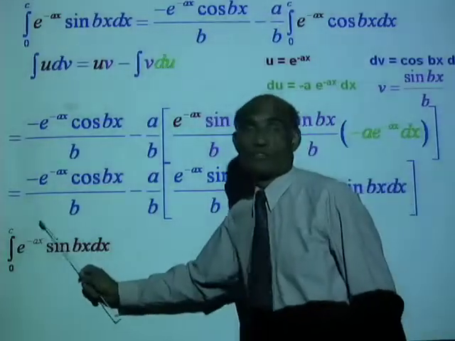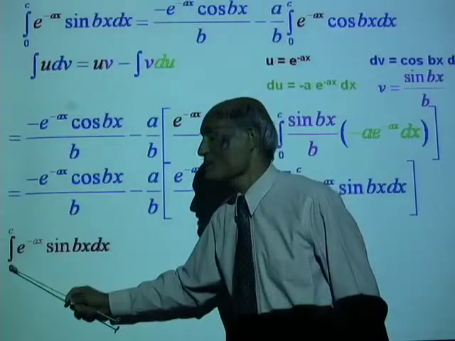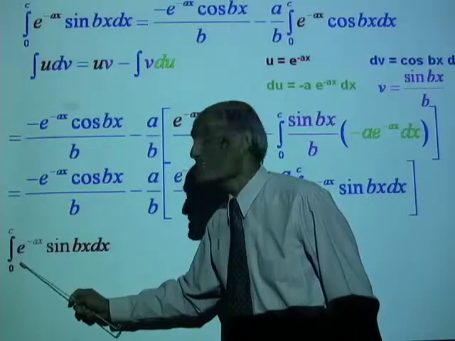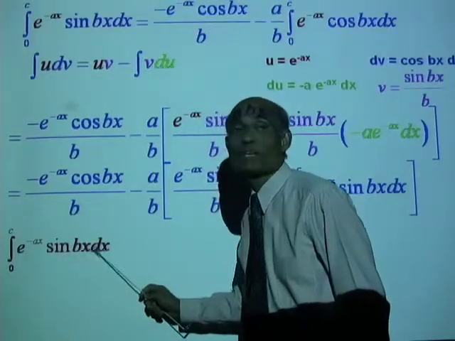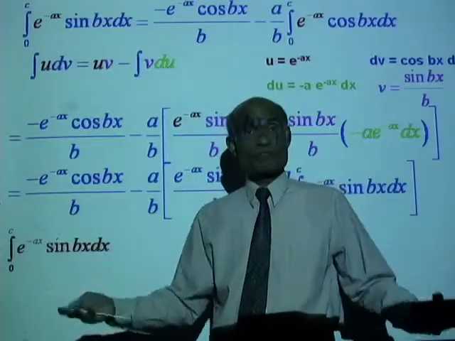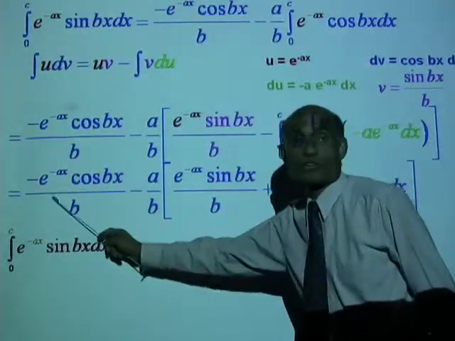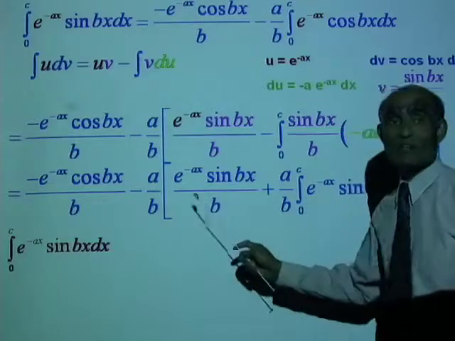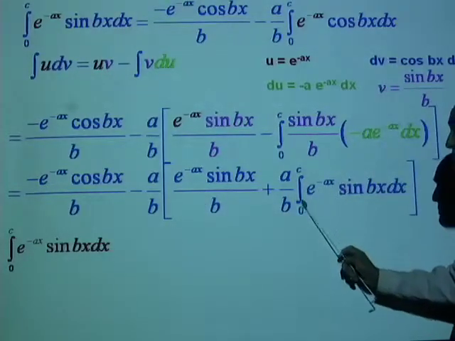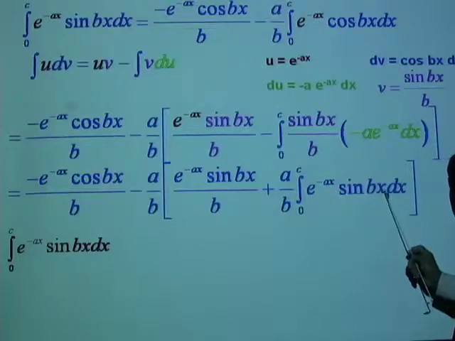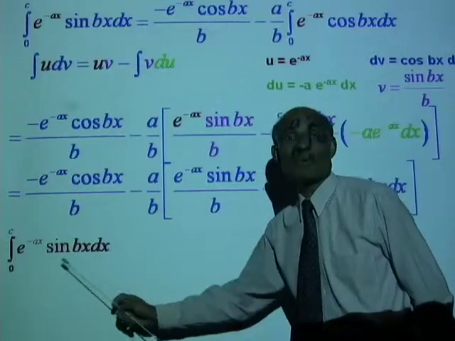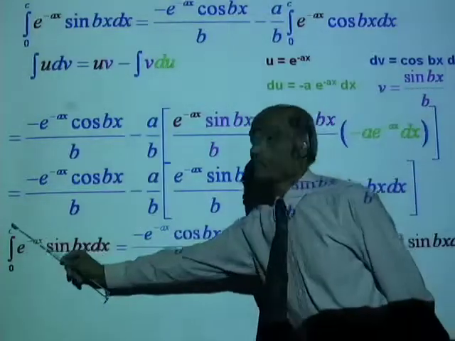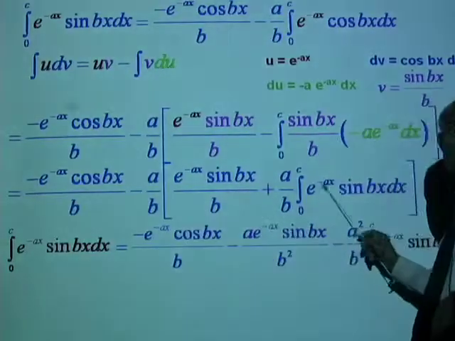Now if you notice, this is the integral that we started with, integral 0 to c e to the power of negative ax sine bx dx. This is the integral that we wanted to evaluate in the beginning. And that's what gave all these after doing integration by parts twice. And if you look, this term, integral 0 to c e to the negative ax sine bx dx, is exactly that one. We produced the same integral. Alright, so this is the left hand side and the right hand side is this whole thing.